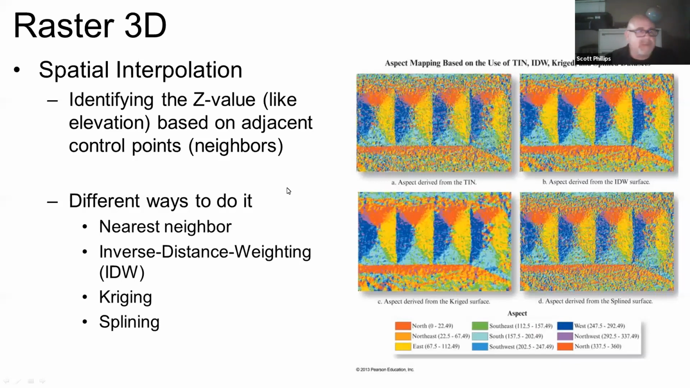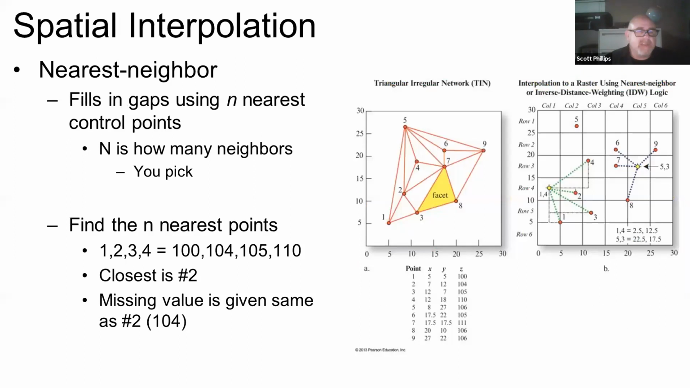Okay, so let's talk about some of those methods. Nearest neighbor fills in the gap using n nearest control points, and n is how many neighbors. You can pick that. And so the idea is that you would find, for this one, say, 4 nearest neighbors, and then it would mathematically say, okay, what are all these distances, and find the closest one, which is number 7 here, and just take the value for number 7 and apply it to this point. So really, you're just saying, find the closest known value, give me that value. It's very simple.